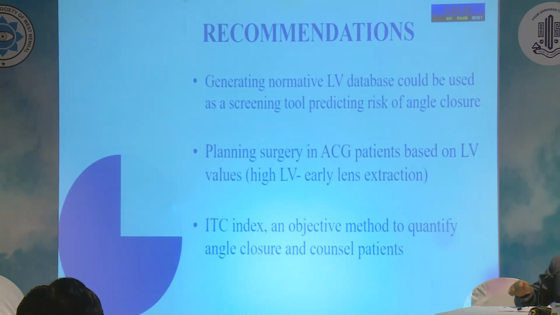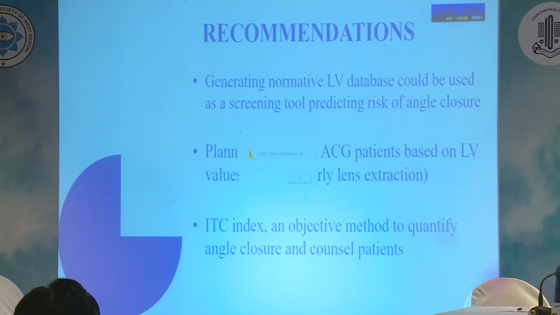Now, how do we utilize this study in our future clinical studies? We need to generate a normative lens vault database because it can be used as a screening tool predicting the angle closure risk of the patients. Planning surgery in ACG patients: the patients who have a higher lens vault were found to have greater intraoperative difficulties, so we can plan an early lens extraction in them. And ITC index is an upcoming parameter which is an objective method in addition to gonioscopy for quantifying angle closure and for counseling the patients, as we can show them the scans and tell them these are your angle closure potential. Thank you.